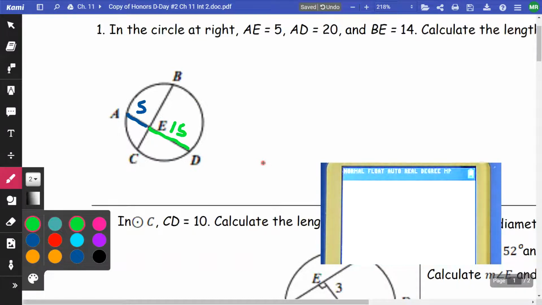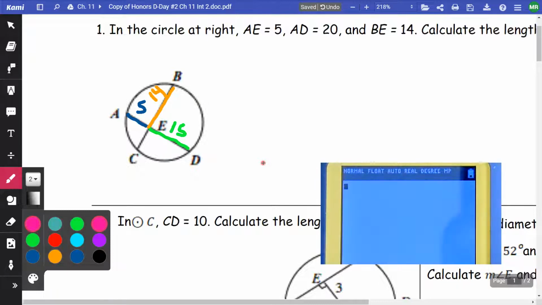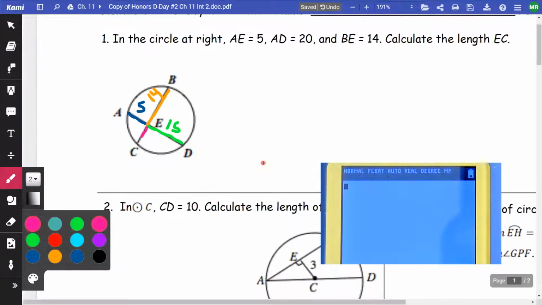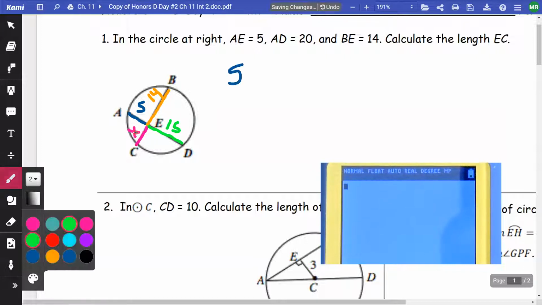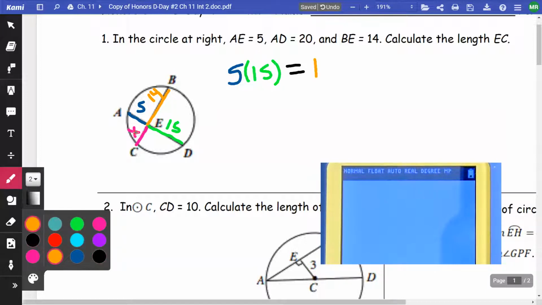Now going the other direction, for the other one, I know that BE is 14. So that's going to be 14. And I want to find the length of EC, which is this right here. And I'll call that X. So what I know is that the product of these two segments is equal to the product of these two segments. So I'm going to go 5 times 15 is equal to 14 times X.